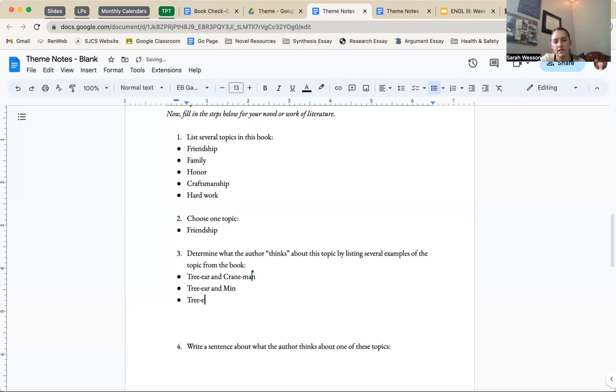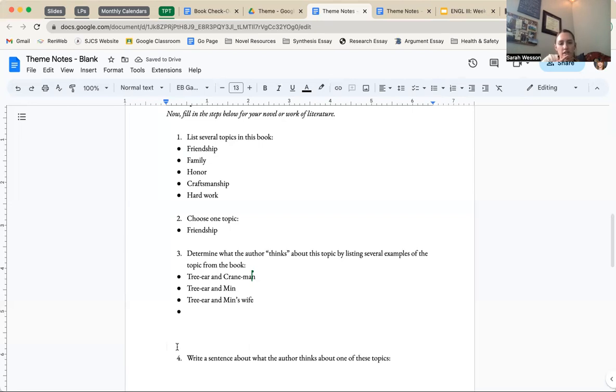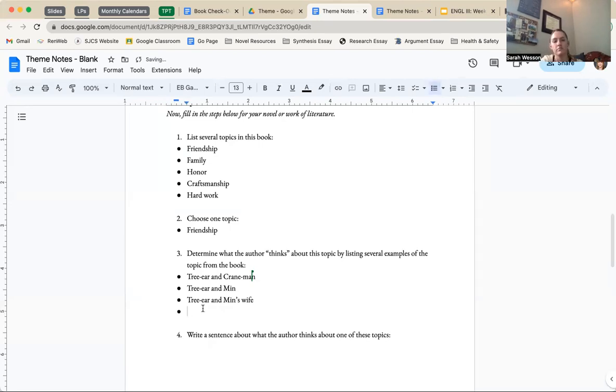So Tree Ear and Min's wife. There's also a lack of friendship between Tree Ear and all the other children in the village too, right? So that's important to note as well. There's a lack of friendship between Tree Ear and the other children in the village. He's kind of shunned by them.